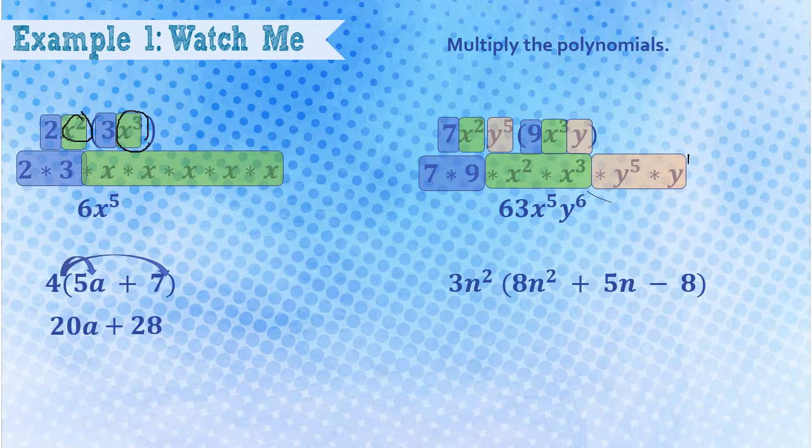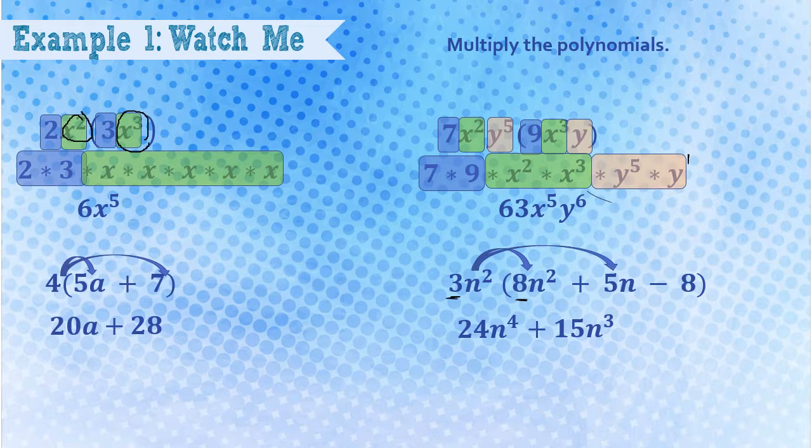Now what happens when I have a monomial out front that has a variable with it? Here I have 3 times n squared. We're going to do the same thing. We're going to start by multiplying the term out front by the first term. So I combine the parts that are the same. 3 and the 8 give me the 24. N squared times n squared, remember we add our exponents. 2 plus 2 gave me 4.